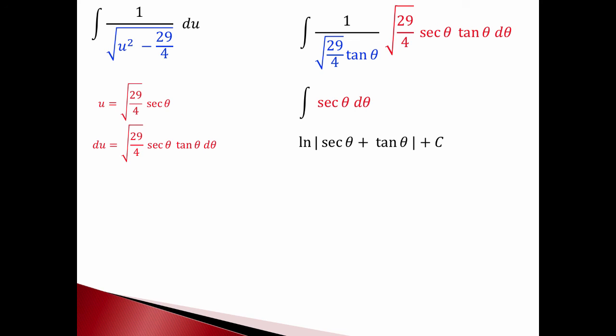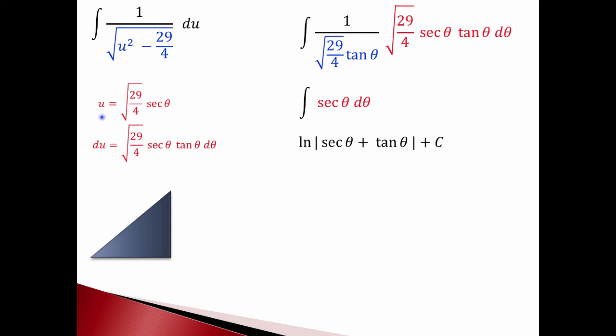We can draw our triangle. The numbers are a little uglier because we have this square root of 29 over 4, but it's not too bad. So if I look at my original u equals right here, u is the square root of 29 over 4 secant theta. So if I take the square root to the other side, secant theta is u over the square root of 29 over 4.